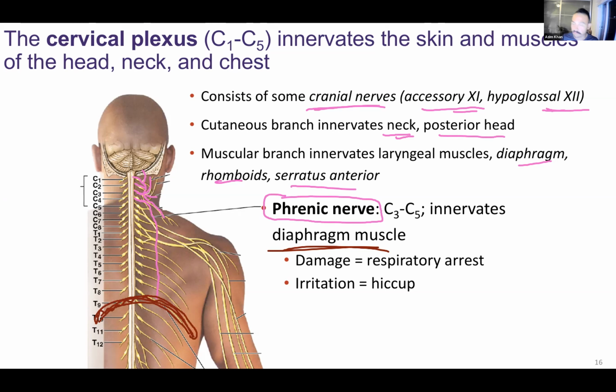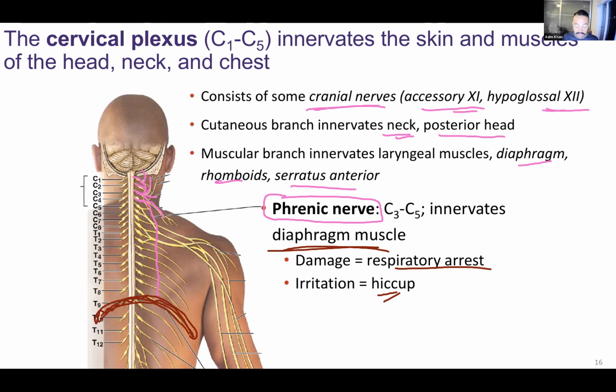I included here what could happen if you damage this nerve. If you have damage, that could lead to a cessation of breathing. You stop breathing. That's what respiratory arrest means. Arrest means to stop. If you stop breathing, you will die. You'll suffocate. It's thought that if you irritate this nerve, that can lead to hiccups. So it's affecting your breathing. If you damage it, you could stop breathing completely.